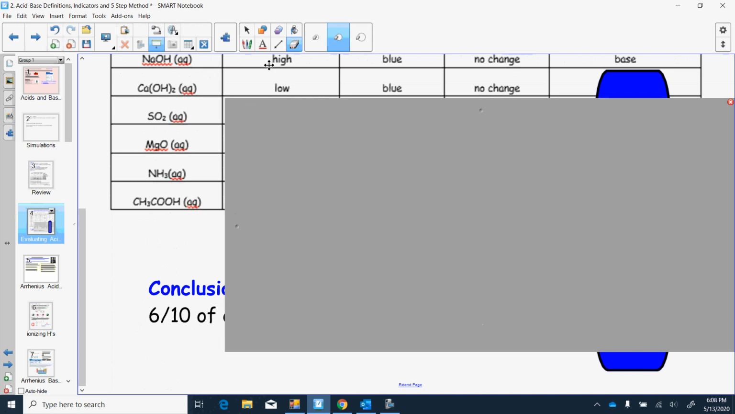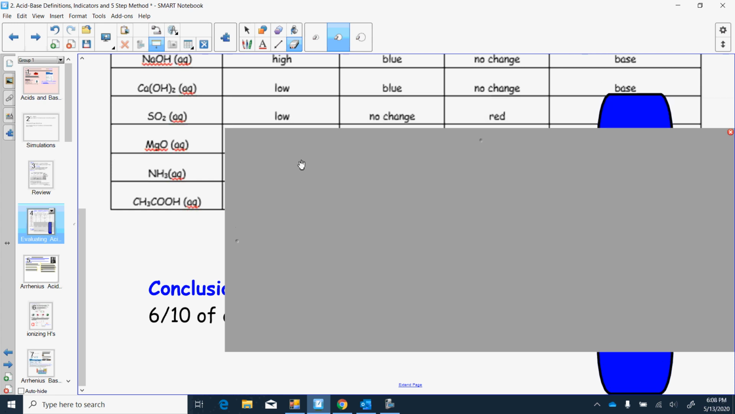Continuing on, here's another base. If you notice, this base has high conductivity, this base has low. It has to do with solubility. We'll talk about that in a second. And so we get our base, and we have our SO2 here. This is sulfur dioxide. It's not sulfate, not even sulfite. It's sulfur dioxide. And we see low conductivity, no charge.